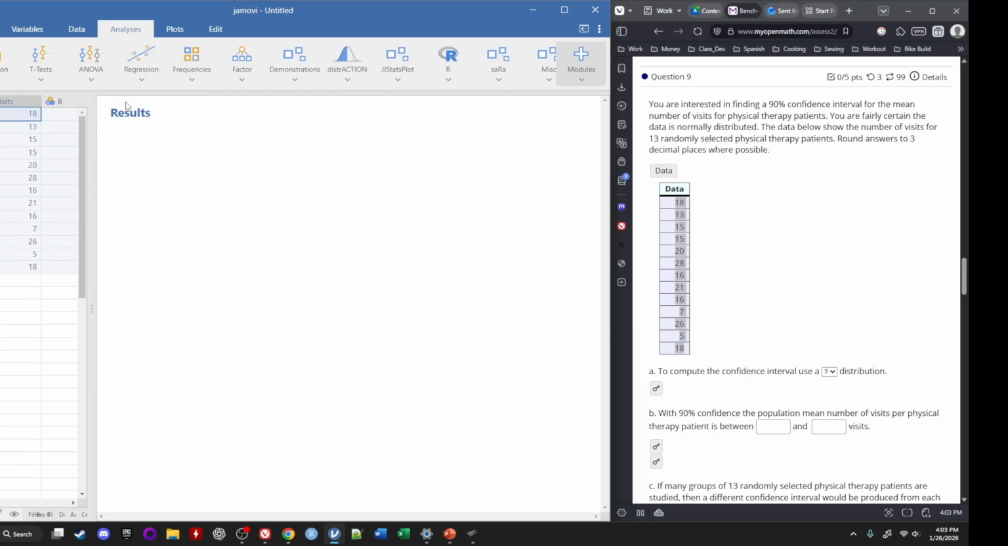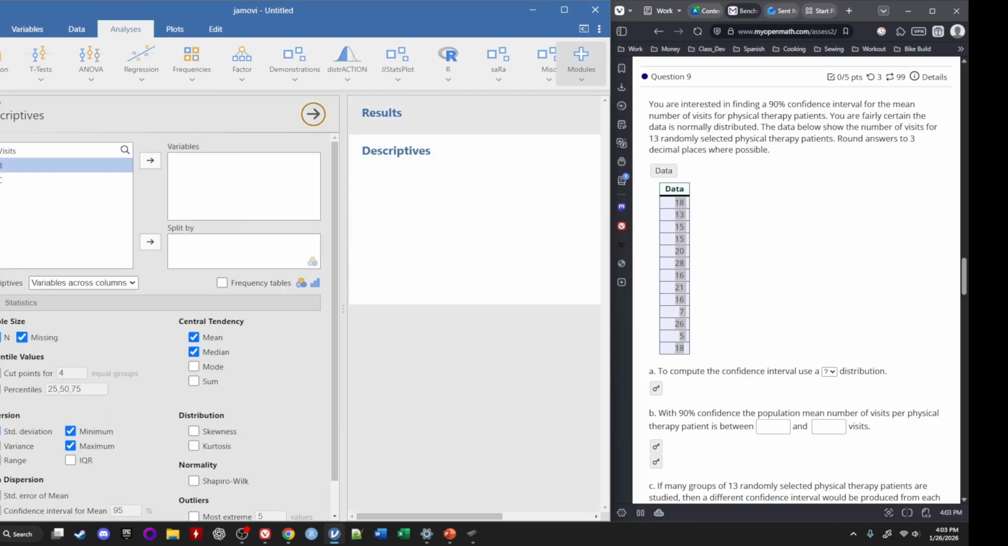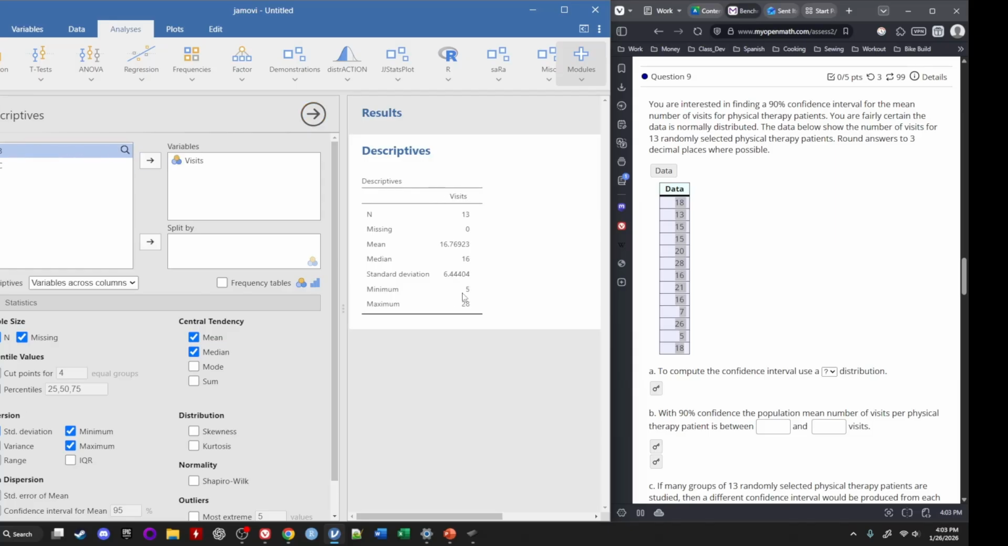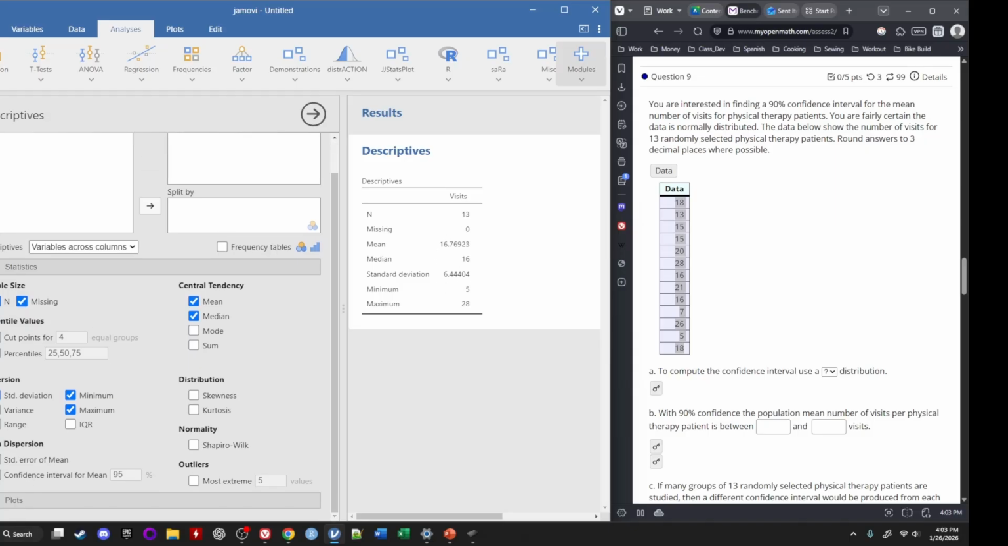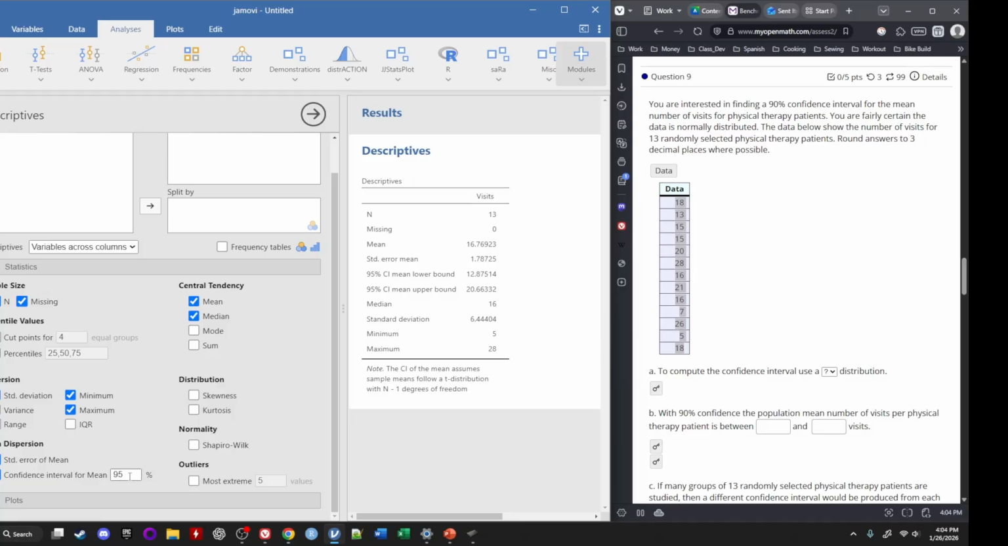Okay, great. So at this point, I'm going to go to exploration, then descriptives. I'm going to grab my visits over, and we get a bunch of things that we're interested in. We get our mean, which is our sample mean, x bar. We get a standard deviation. We get the sample size. If we remember that when we do a confidence interval, we also want the standard error, and we want the confidence interval for this mean.